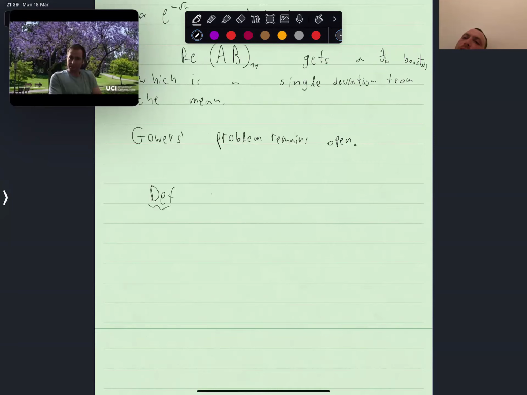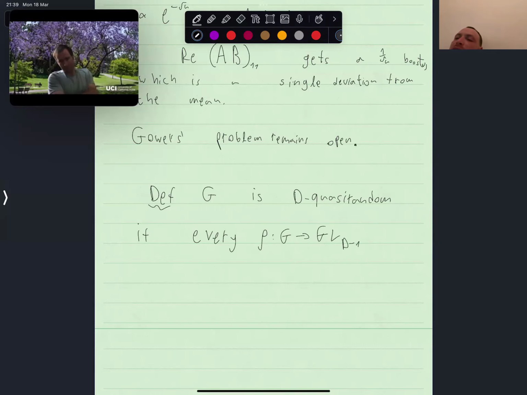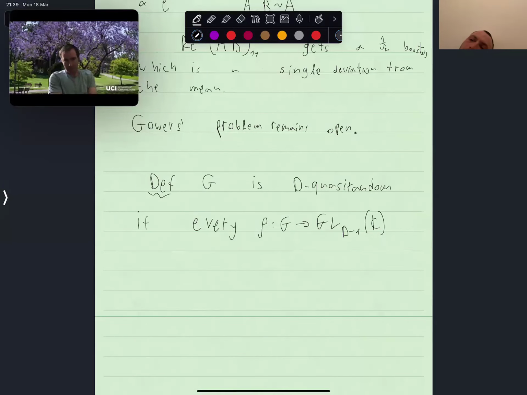Okay. So Gower coined the following definition. It says that a group G is D-quasi-random if for every representation rho of G of dimension less than D, the representation is actually the trivial homomorphism, always equal to the identity.